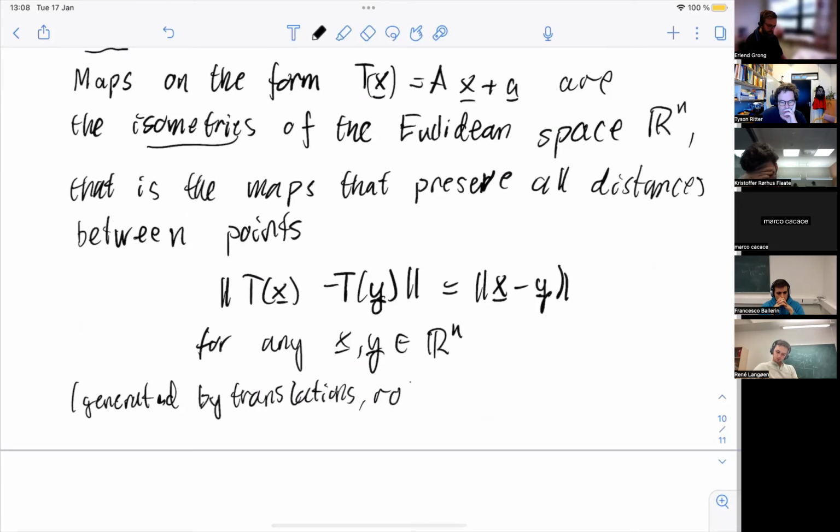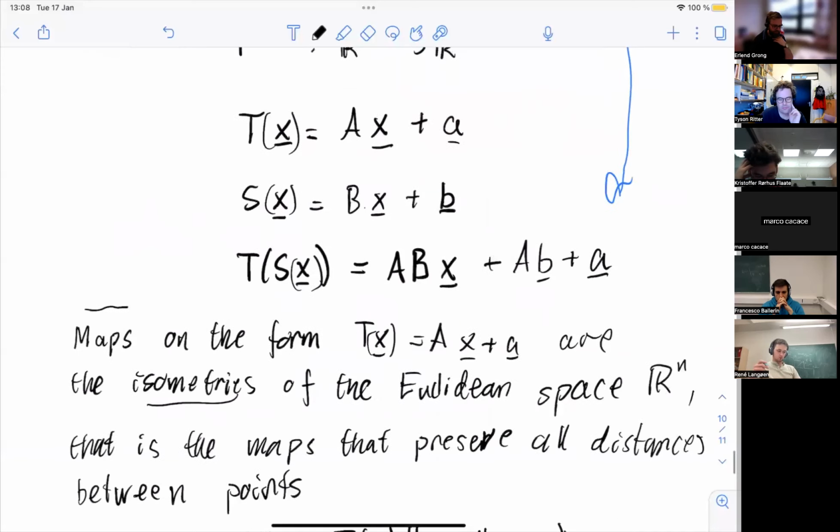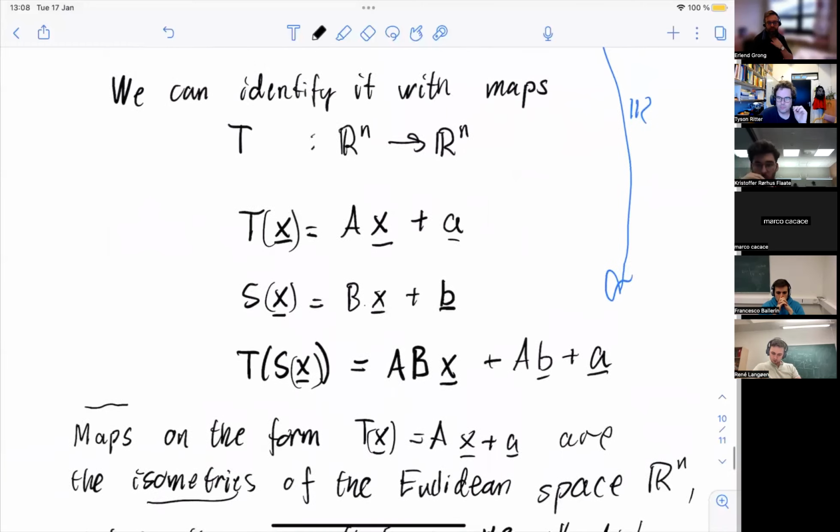So this is generated by translations, rotations, and reflections. So if you want to consider your Euclidean space with all of the maps that preserve this, you consider these maps like here. Now, why did I do this example?